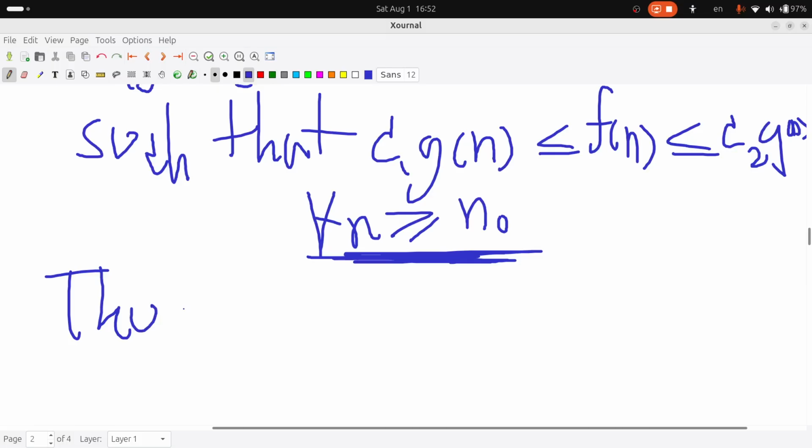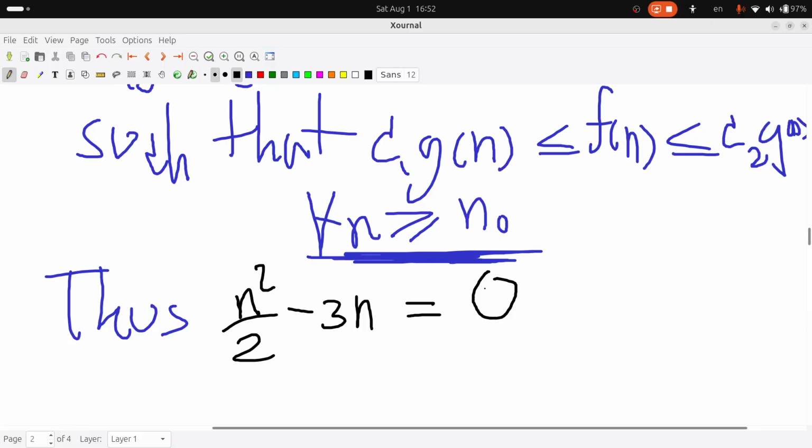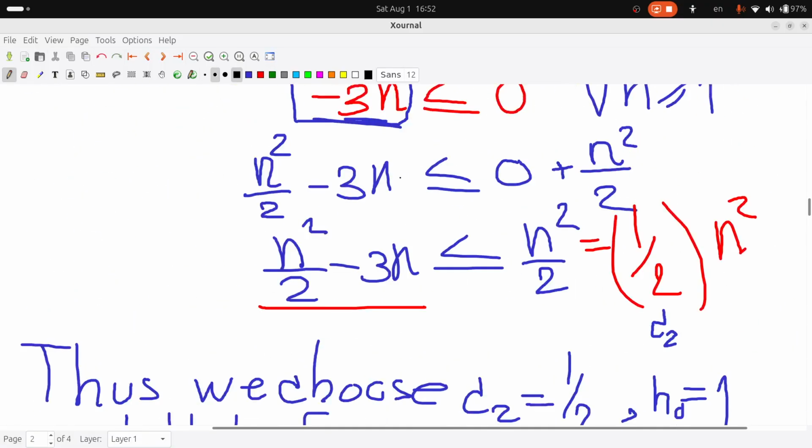Thus, we say that n squared divided by 2 minus 3n is equal. We can use the sign of equal, but in reality we have to say that n squared divided by 2 minus 3n is in the set of theta notation of n squared. And that's the end of the first problem.